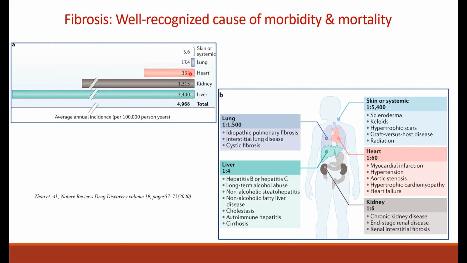And that is a passion. Cardiovascular biology is my passion. And so if a patient has myocardial infarction or hypertension, aortic stenosis, hypertrophic cardiomyopathy, or heart failure, the propensity to develop cardiac fibrosis is very, very high.